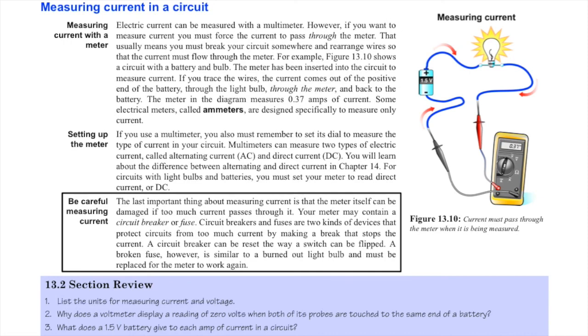Be careful measuring current. The last important thing about measuring current is that the meter itself can be damaged if too much current passes through it. Your meter may contain a circuit breaker or fuse. Circuit breakers and fuses are two kinds of device that protect circuits from too much current by making a break that stops the current. A circuit breaker can be reset the way a switch can be flipped. A broken fuse, however, is similar to a burned out light bulb and must be replaced for the meter to work again.